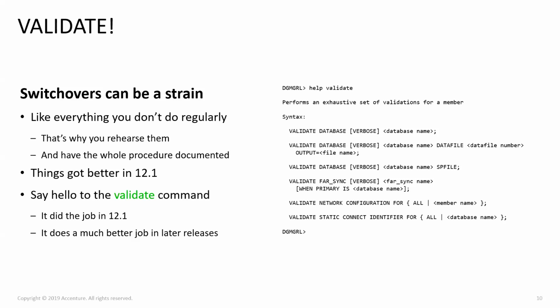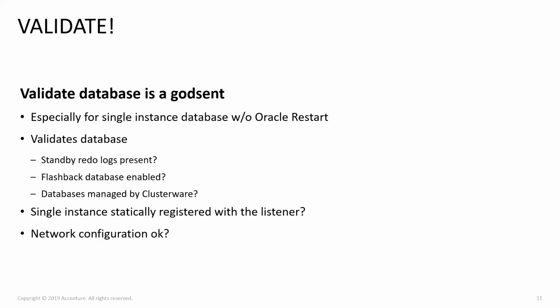So we can do a lot of these checks quite easily. Now let me show you a few of those. The first one is validate database, and I think this is really, really good. It doesn't matter whether you do this for a RAC, an Oracle Restart, or a single instance database. It's just checking so many things with a single command. It's great. So what does it check, for instance?